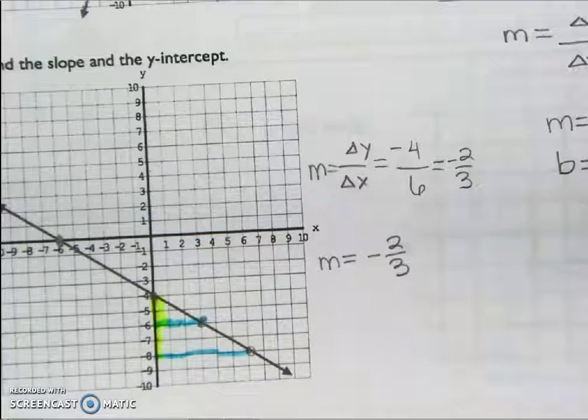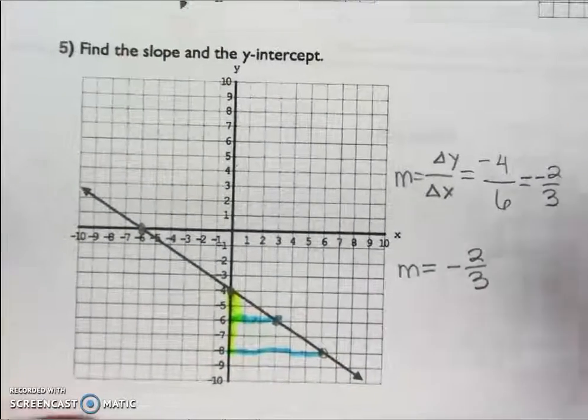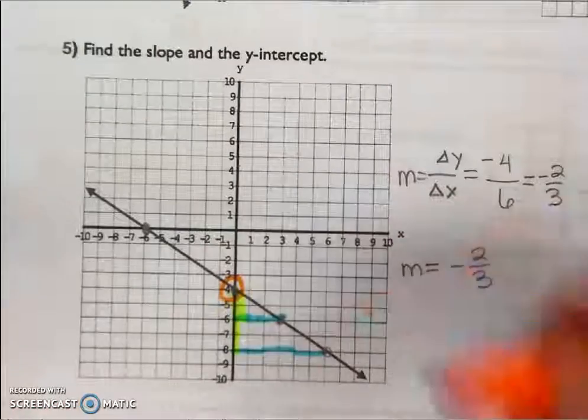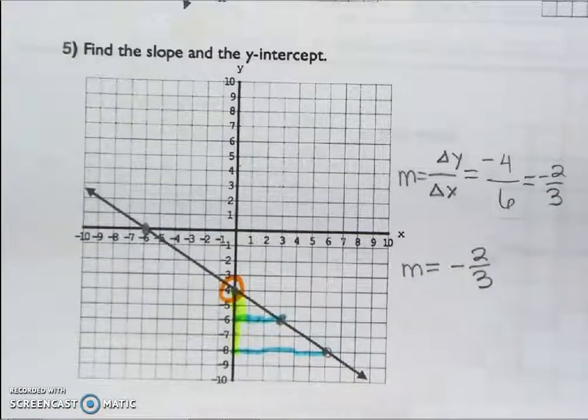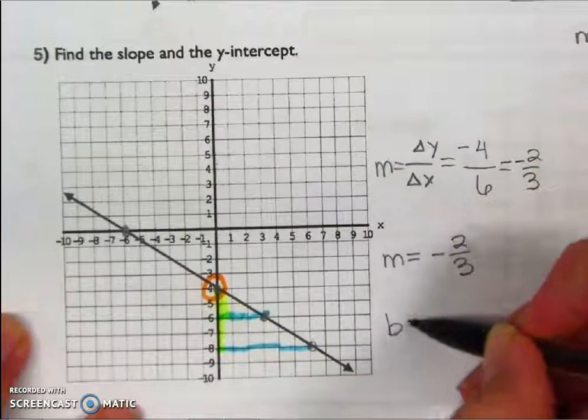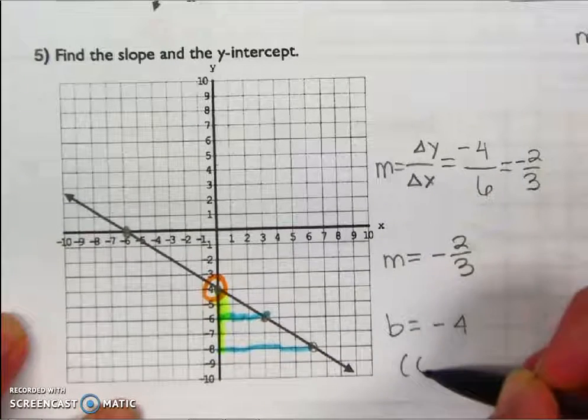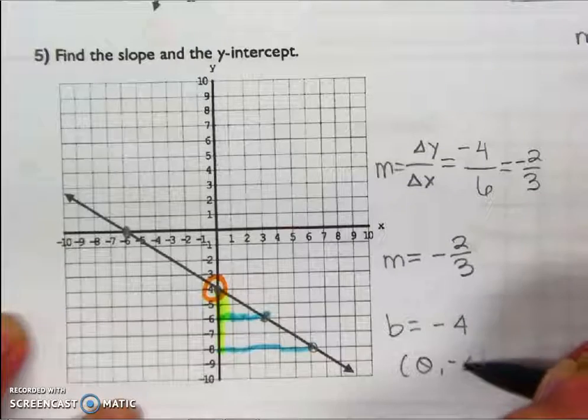All right, now it's asking for the y-intercept. Remember, the y-intercept is where it hits the y-axis. And so it's hitting the y-axis right there on my graph at negative 4. And so I would write that b, the y-intercept, is negative 4. In other words, it's hitting at the point (0, -4).